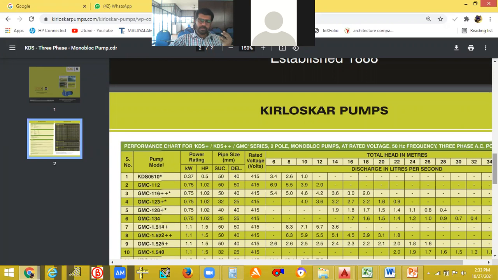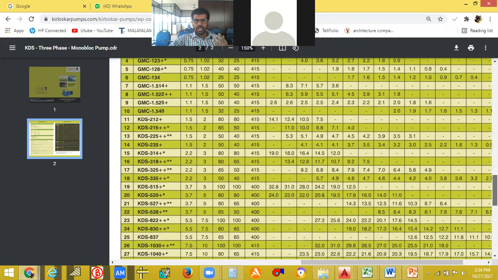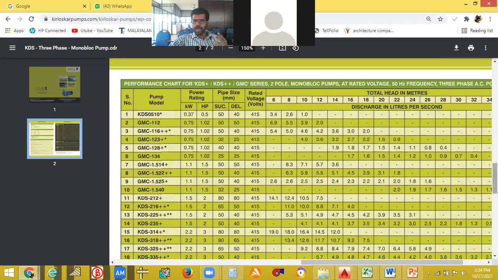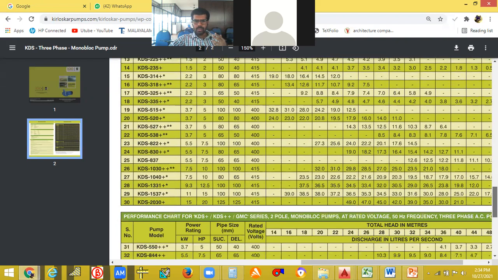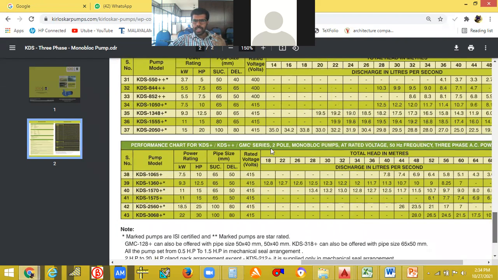Okay, so on the suction side, the pipe diameter given is 50 mm, and delivery side it is 40. Sometimes it can be 50 and 50. It can be 25 into 25. You can see here 40 into 40, 32 into 25. Okay, different pipe sizes are given by the manufacturer itself. So as the capacity increases, you can see the pipe size is also increasing. You can see 80, 80, 80, 65, 100, 100. It goes like that, okay? So depending upon the capacity, it goes like that. So these are the different types or different series which have been shown here.